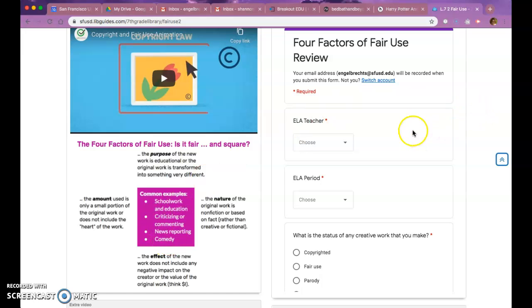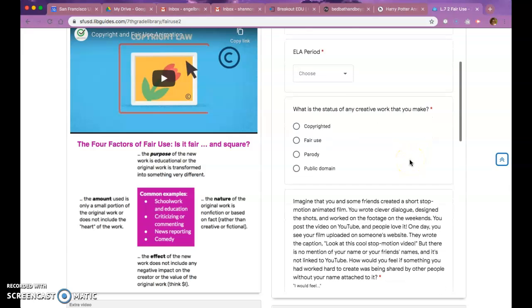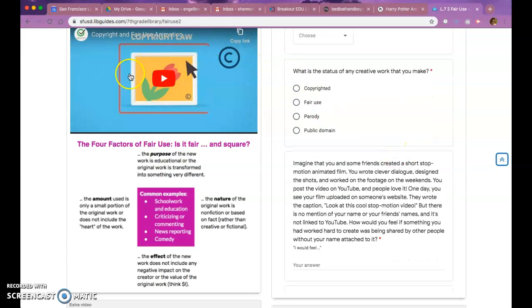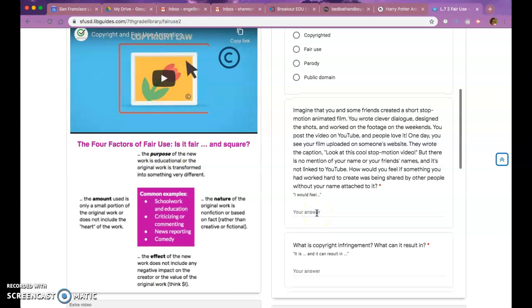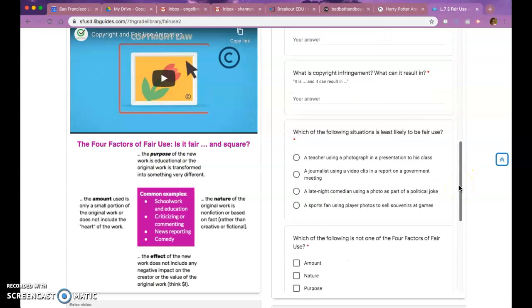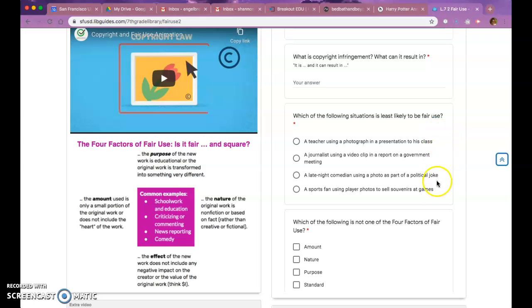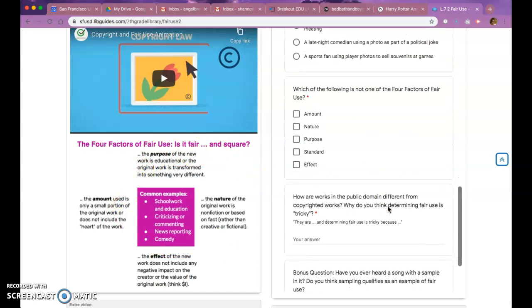So the review is just asking for you to remember things you might have seen in the video, put yourself in a situation as a creator and how it might feel if someone stole your work. What does that mean when someone steals work, a copyright infringement? Think about what is the least likely situation you could be protected by fair use. What are the 4 factors? Oh, they're right here, so that's easy.